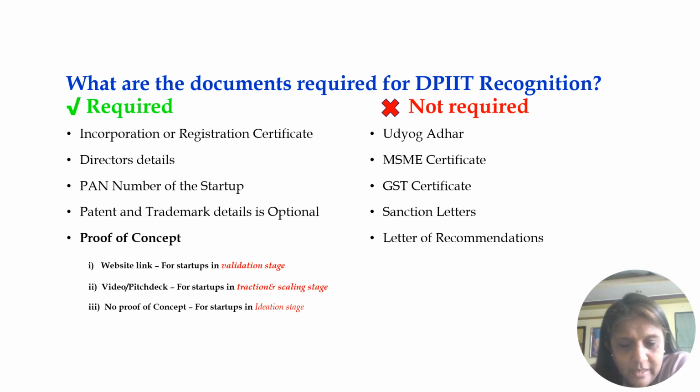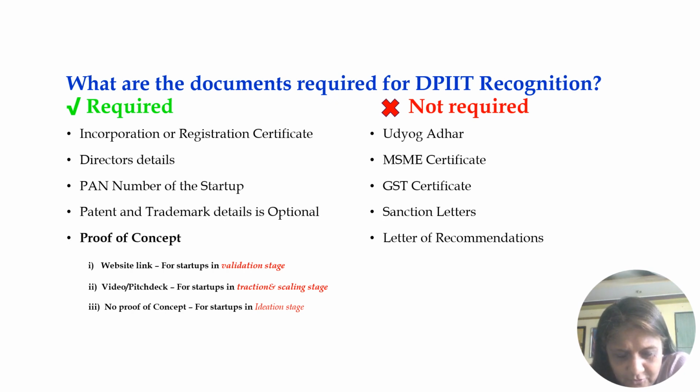Now the fourth requirement refers to the patent and trademark details. So here not every startup is going to have patent and trademark details. So it is not mandatory, but yes, whosoever is having the patent and trademark details have to submit along with the registration documents. The last thing is proof of concept.